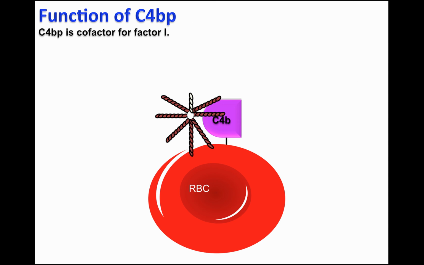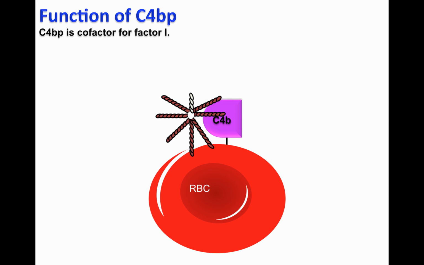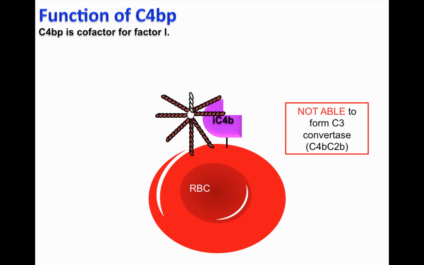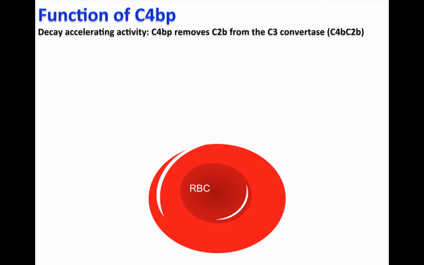C4bp, the soluble complement regulatory protein, will protect red blood cells from being lysed. The way that C4bp protects is that it will recognize C4b and will allow factor I to perform its function. C4bp is a cofactor for factor I, which means that it will allow factor I to cleave C4b to generate iC4b, or inactive form of C4b. iC4b will not be able to form the C3 convertase of the classical and lectin pathway, C4b2b.